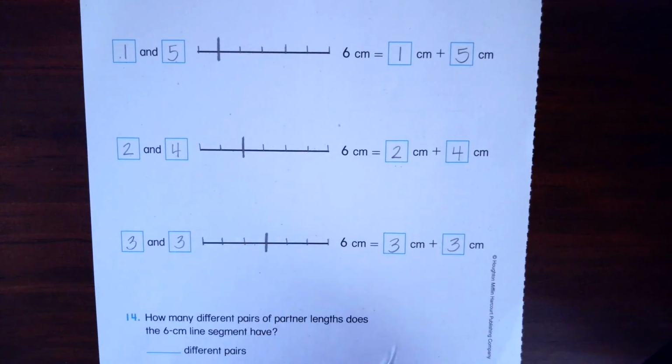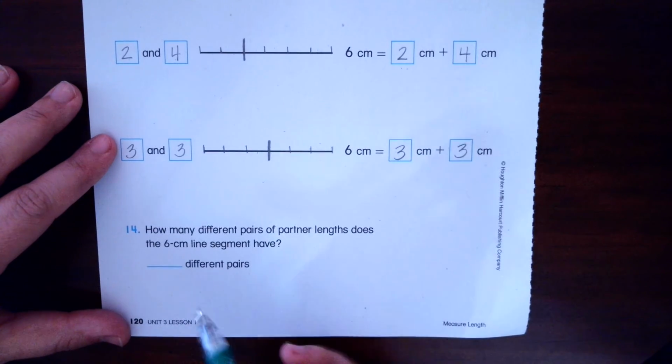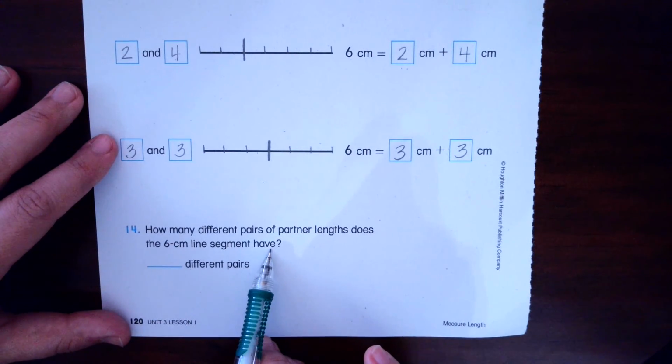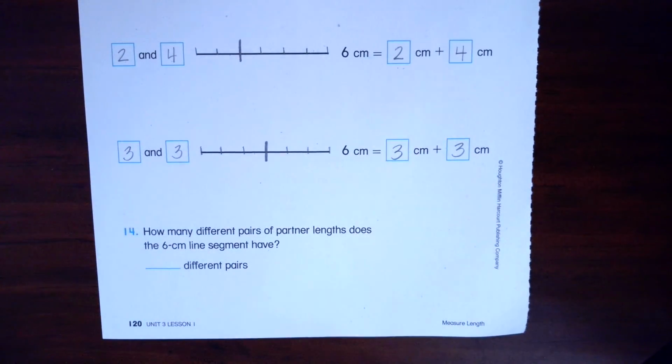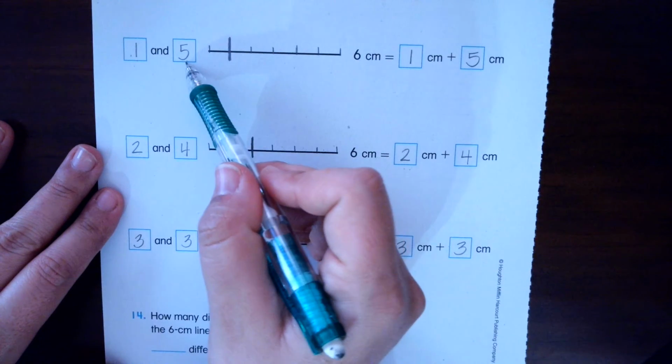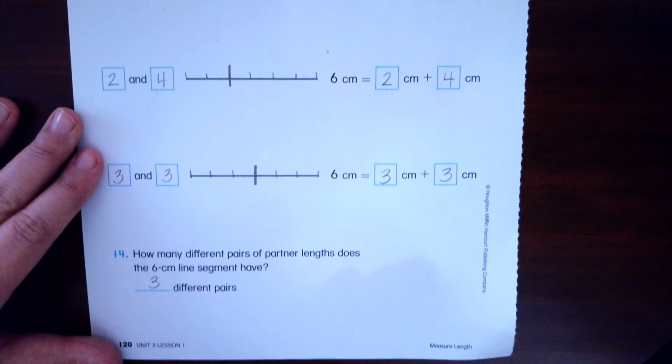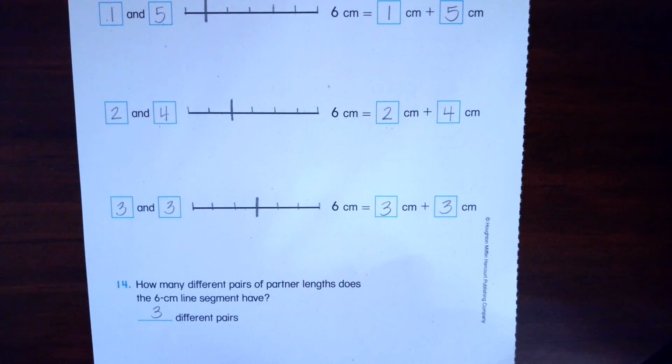So a little strange, but not necessarily anything that is really hard, right? We're just taking what we know from our last couple units of partners and adding it and using length to show it. And our final question here is, how many different pairs of partner lengths does the 6 centimeter line segment have? We can count how many pairs we did. We did 1, 2, and 3. So 3 different pairs for this line segment.